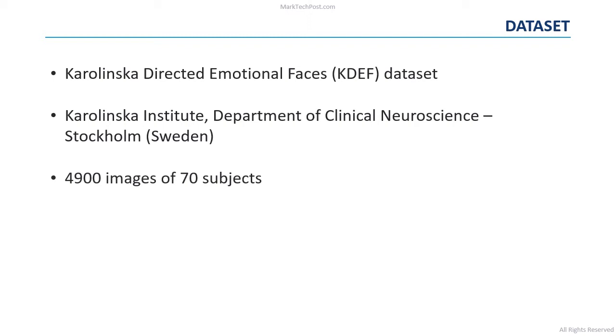The dataset contains 4,900 images, taken from 70 subjects. The images represent 7 main emotions: happiness, anger, fear, disgust, sadness, surprise, and a neutral expression. The images have been taken from 5 different angles: full left and right profile, half left and right profile, and straight. Now, let's see the architecture of the developed system.